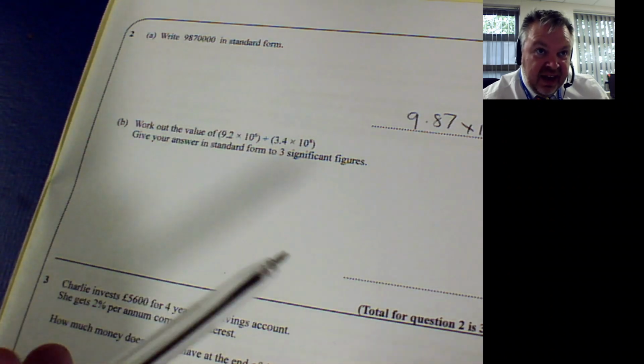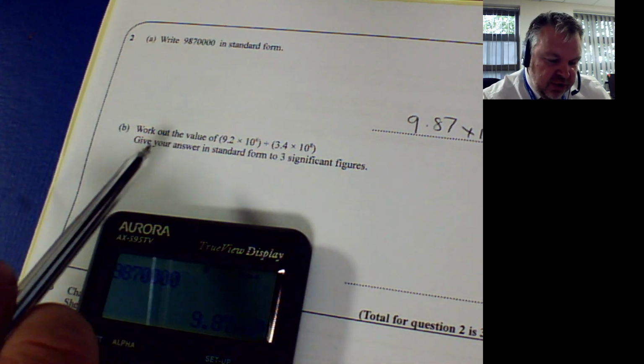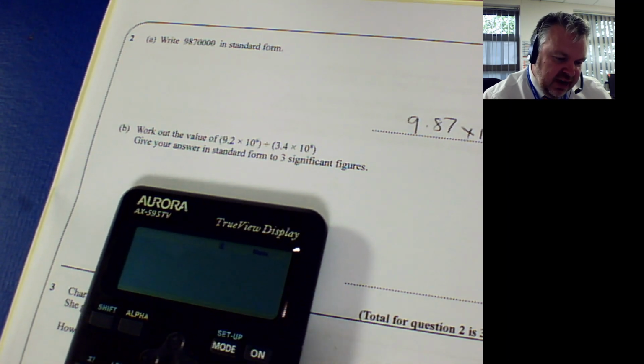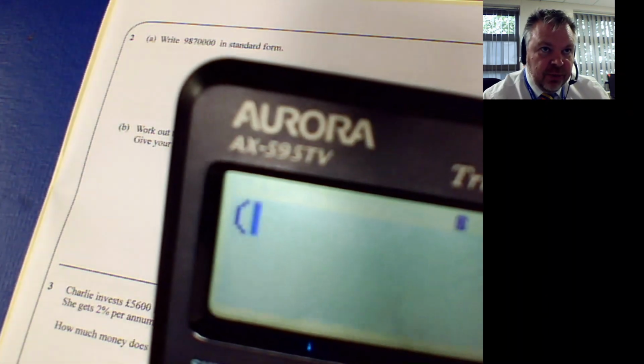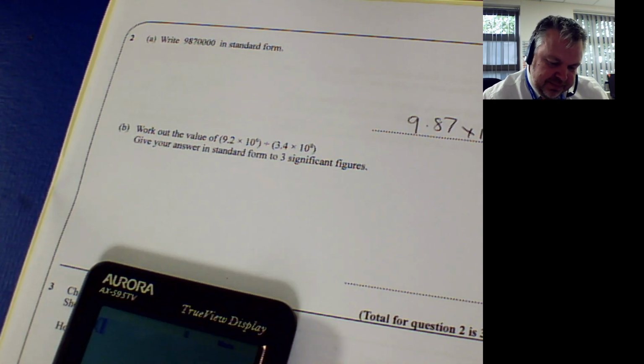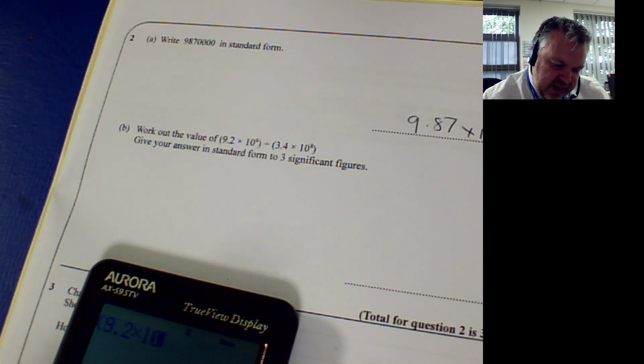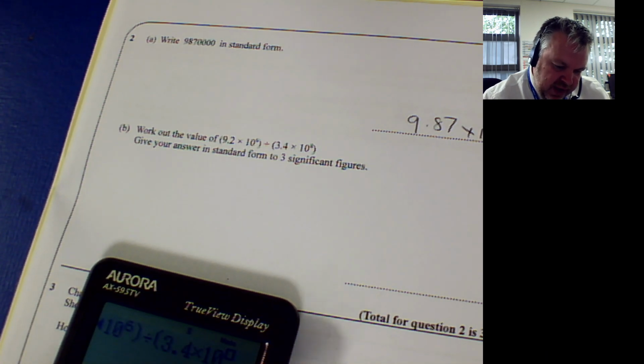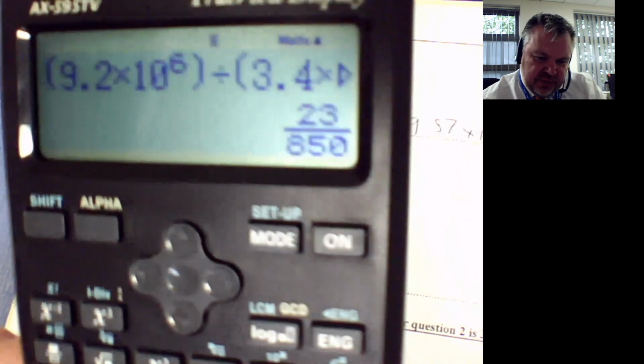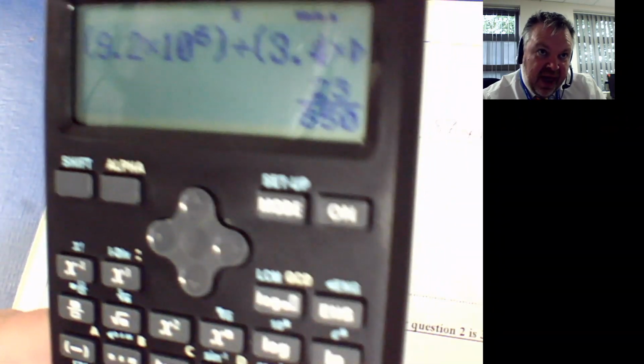Okay, next one, more standard form. Again, I've got my calculator, so I'm going to do this sum on my calculator. I'm literally just going to type it in as it looks. So notice I put a bracket first, because the first thing is a bracket. 9.2 times 10 to the power of 6, close bracket, divided by 3.4 times 10 to the power of 8, and I get a fraction, 23 over 850. Press my FD button, gives me a horrible looking number.